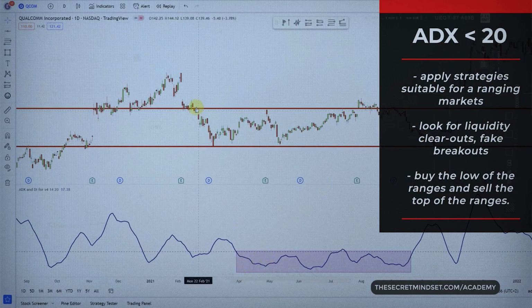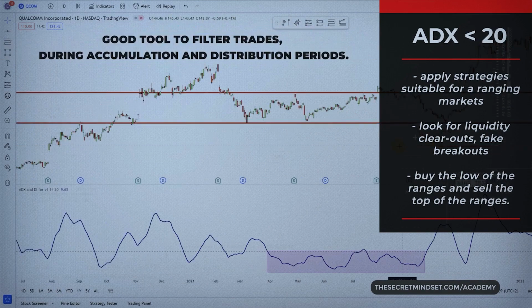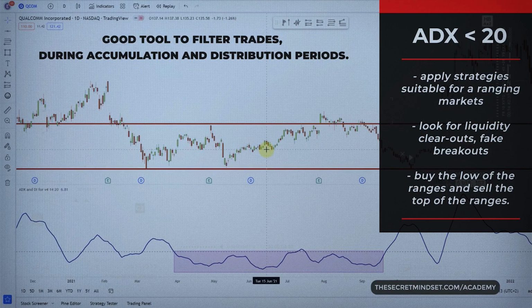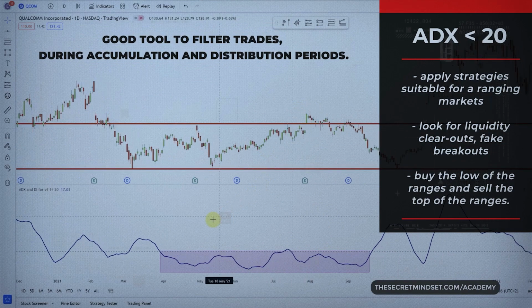You may decide to apply strategies suitable for a ranging market. Look for liquidity clearouts or false breakouts. Buy the low of the ranges and sell the top of the ranges. I don't see many traders using this indicator, but this is a good tool to filter trades during accumulation and distribution periods.